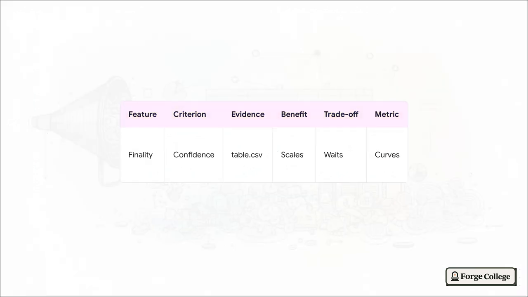Building right on top of that, let's look at our second row, probabilistic finality. Our criterion here is finality confidence, and our evidence links straight back to our confirmation table CSV. The core benefit of probabilistic finality is that it scales beautifully without needing some highly complex finality protocol. It just gracefully degrades, but the trade-off: you don't get instant absolute finality. You actually have to wait for confirmations, which we prove using our probability curves mapped against confirmation depth.